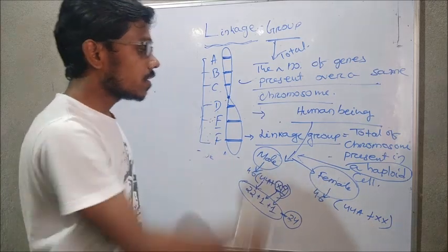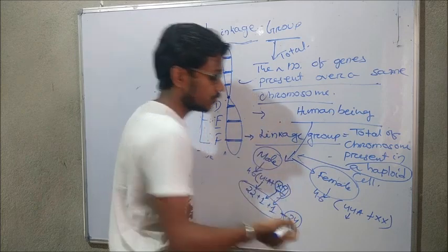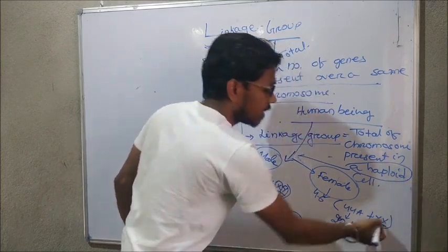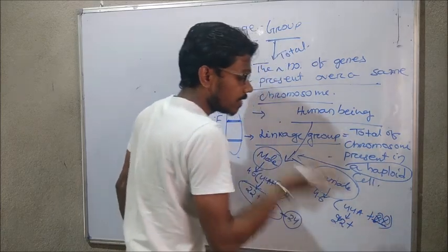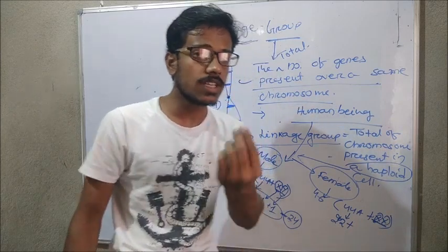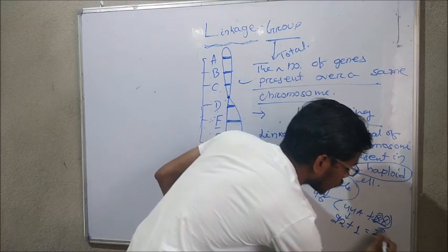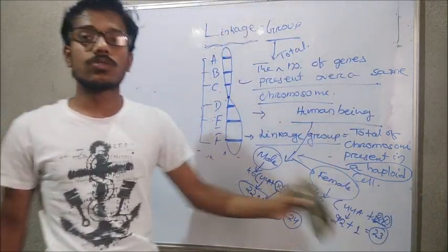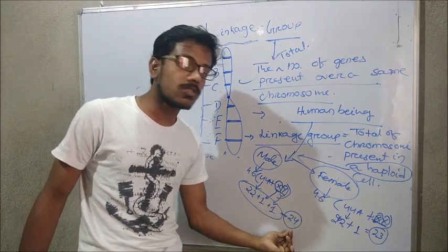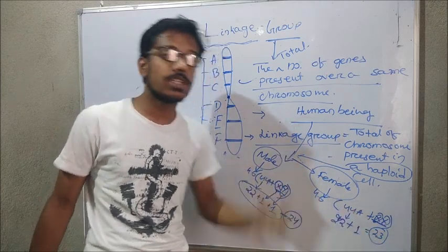Now in case of female individual, out of this 44, we take 22, plus out of the 2 X chromosomes, both are similar, so the linkage group present in both the X is the same. So here we will consider half, meaning only 1. Then there will be presence of 23 linkage groups. So in case of human male, there will be 24 linkage groups, whereas the linkage groups in case of female are 23.